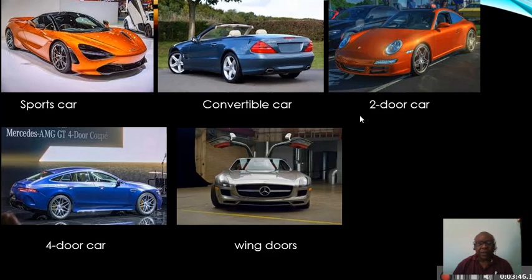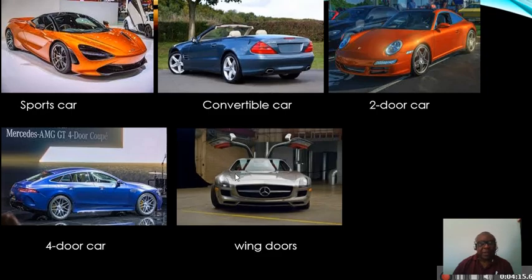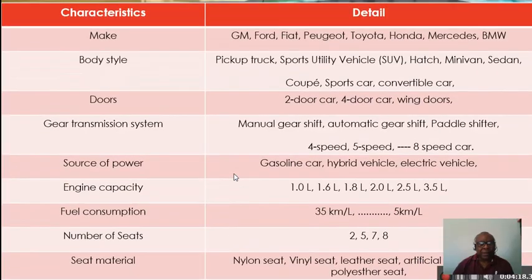Then we can also describe the cars using the doors. They have number of doors. This one has two doors. You have one door here and one door the other side. So this is called a two-door car. This is an example of a four-door car. It has one, two, and the other side one, two. You have four doors. And then this is an example of a car with a wing door. The doors are like the wings of birds. Call it a wing door. So, in terms of describing the body style and the doors, these are the examples I have shown you.